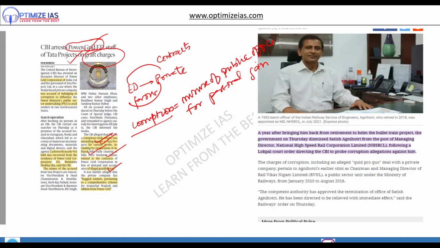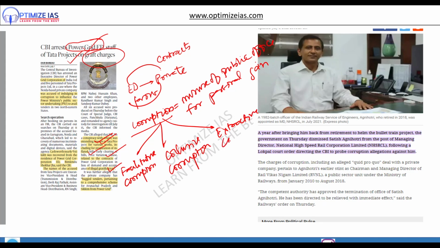Generally what we think corruption is, is asking for bribes. No friends, corruptions are of different types. I can divide corruption into three different types. The first type is called facilitative corruption. The second type of corruption is called collusive corruption. And the third type of corruption is called extractive corruption. Let me give you examples and explain these three types.